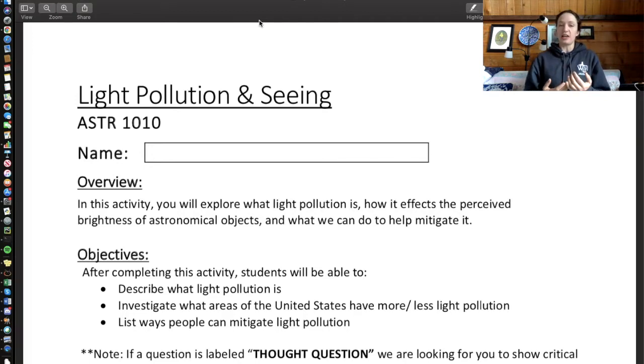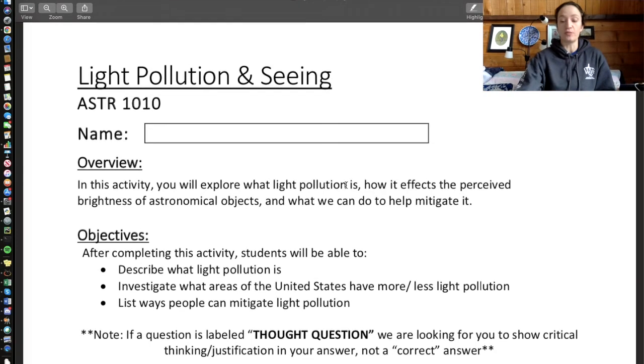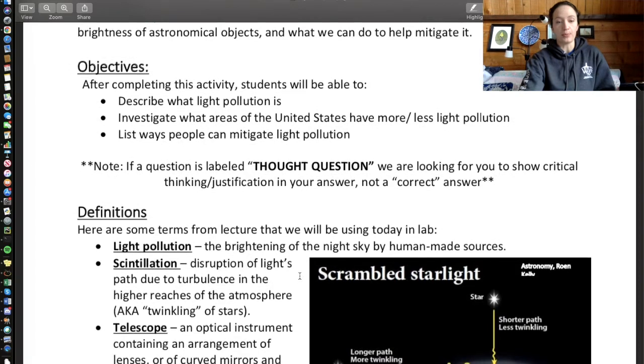This lab is on light pollution and something that astronomers call seeing. And I'm going to try to help you understand what these two things are. And hopefully this lab will as well. So, as usual, I just have the lab pulled up here.